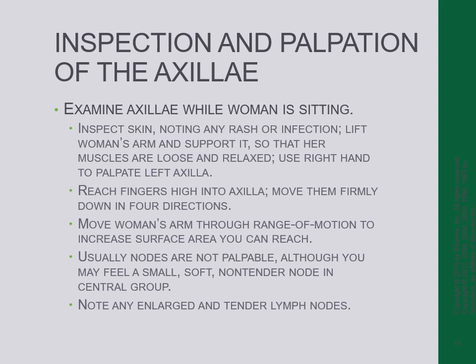So examine the armpits, the axilla, while the woman is sitting, looking at the skin, looking for rashes, looking for any swelling. And then you want to reach your fingers high up into the axilla and move them firmly down in 4 directions. And your book gives a nice picture of this on 397. Move the woman's arm through a range of motion so that you can feel in that entire area, keeping in mind that this is the part where you would most likely find a lump if one were present.